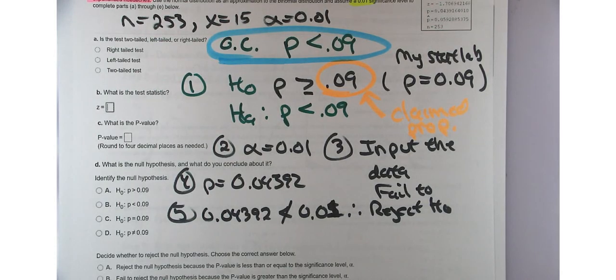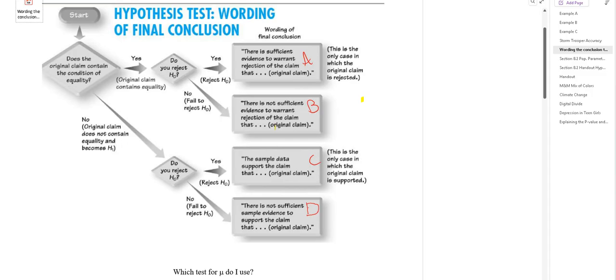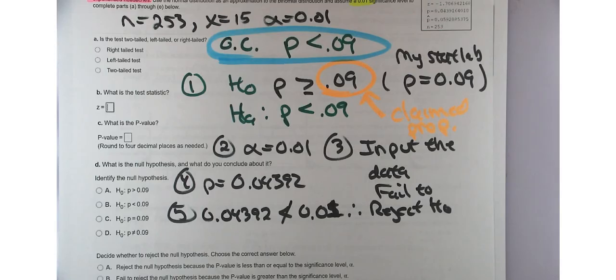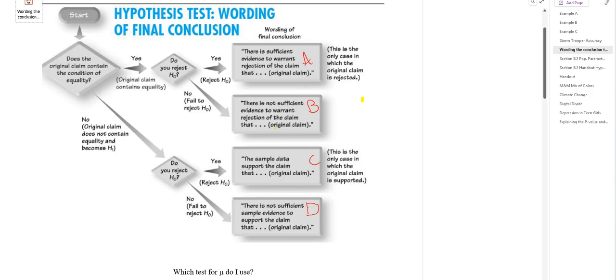There's your original claim. Let's take a look at our little flow chart and decide where we're going to go. Does our original claim contain the possibility of equality? No. So that means we branch down here. Did we reject H naught, or did we fail to reject H naught? Fail to reject H naught. So the way we're going to state our conclusion is that there's not sufficient sample evidence to support the claim that, and then you have to state the original claim in words.